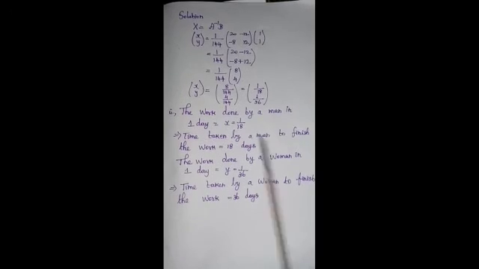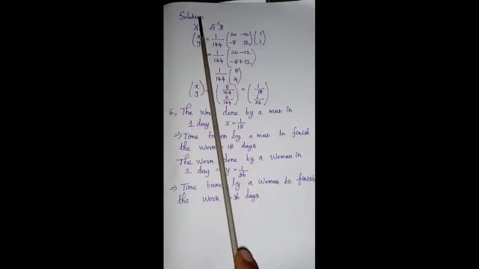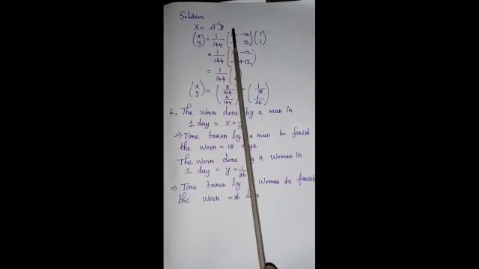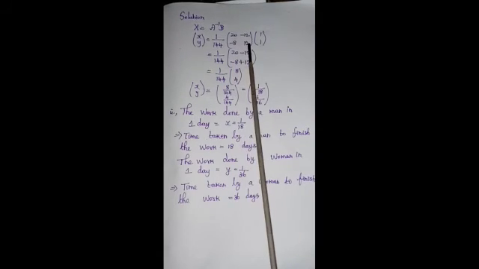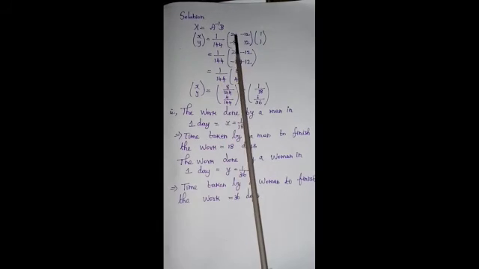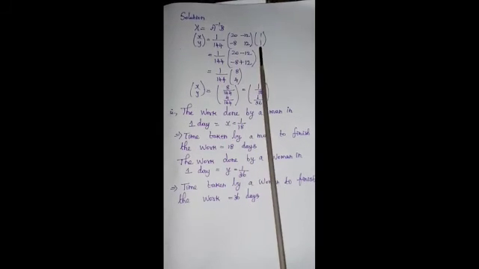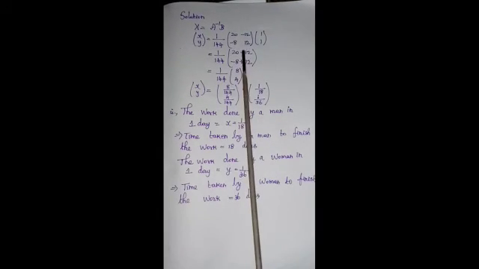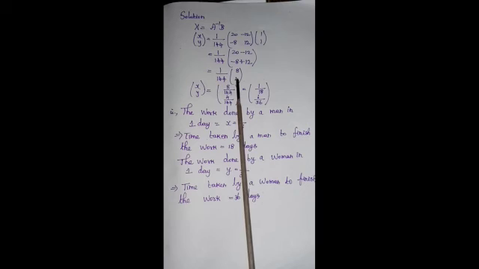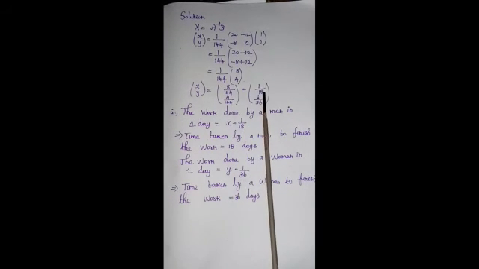The solution is X equal to A inverse B. So [x; y] is 1 by 144 [20, minus 12; minus 8, 12] times B, [1; 1]. First row: 20 minus 12 is 8, and second row: minus 8 plus 12 is 4. Each element is divided by 144, so we get 8 by 144, which is 1 by 18, and 4 by 144, which is 1 by 36.